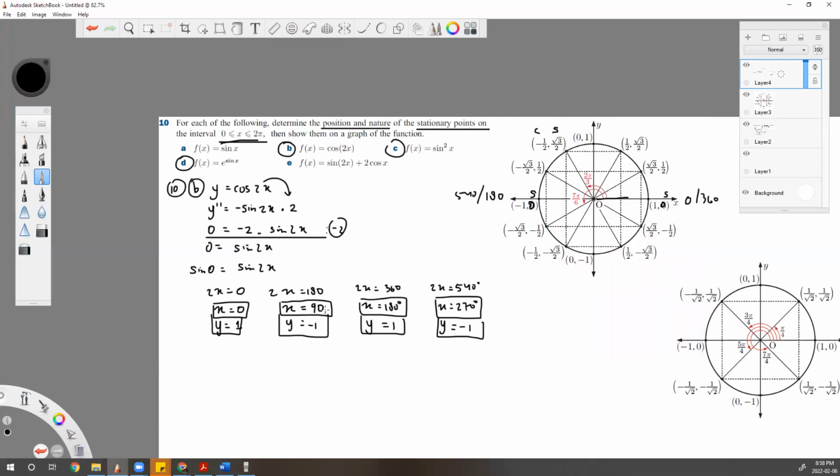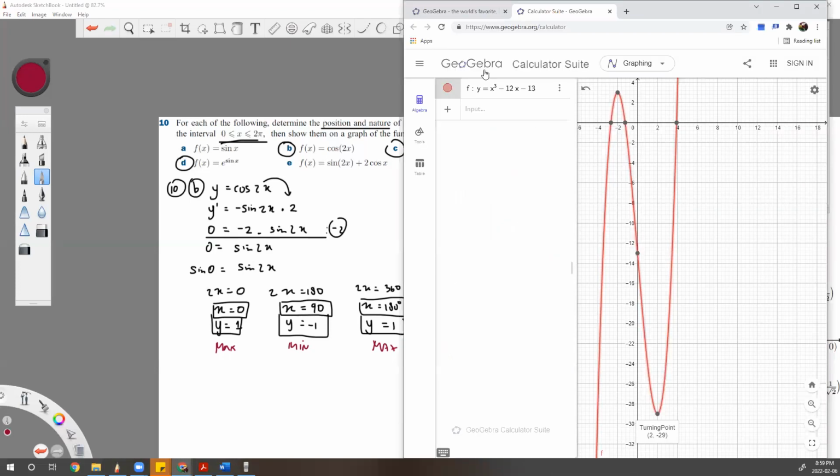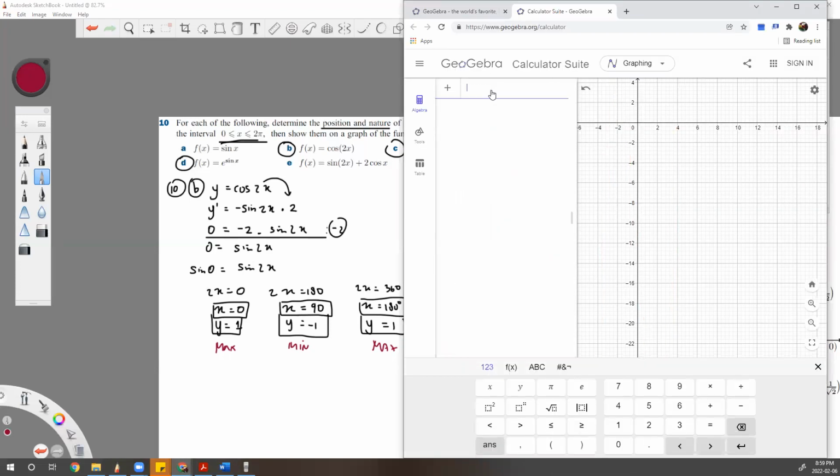So we don't have to find the second derivative. Why? No, this is not the second, this is the first derivative. I think we don't have to find the second derivative because we can clearly see that y is 1, y is -1, y is 1, y is -1. That's all. So the positive is maximum, the negative is minimum, the value of y. If you don't believe, try to prove it with a calculator. So y equals cos 2x.